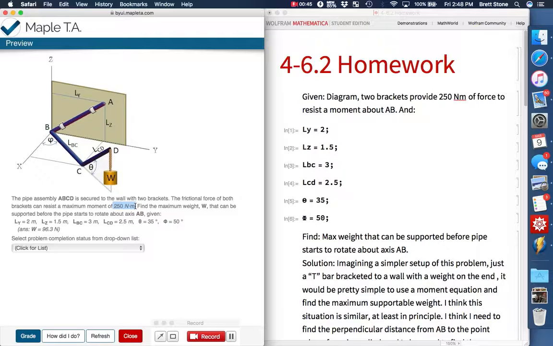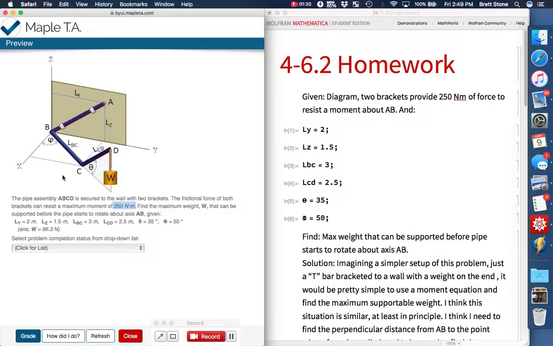Looking at it, it's a confusing problem because of the different angles and things. But if you step back for a minute and think of a simpler situation, that helped me understand what was going on. I imagined the same bracketed pipe, but just a T shape. It's just AB, lying flat along the y-axis, with one simple moment arm coming straight off it, perpendicular to AB, and then I hang a weight straight off of that. That would be a pretty easy situation to figure out, right?